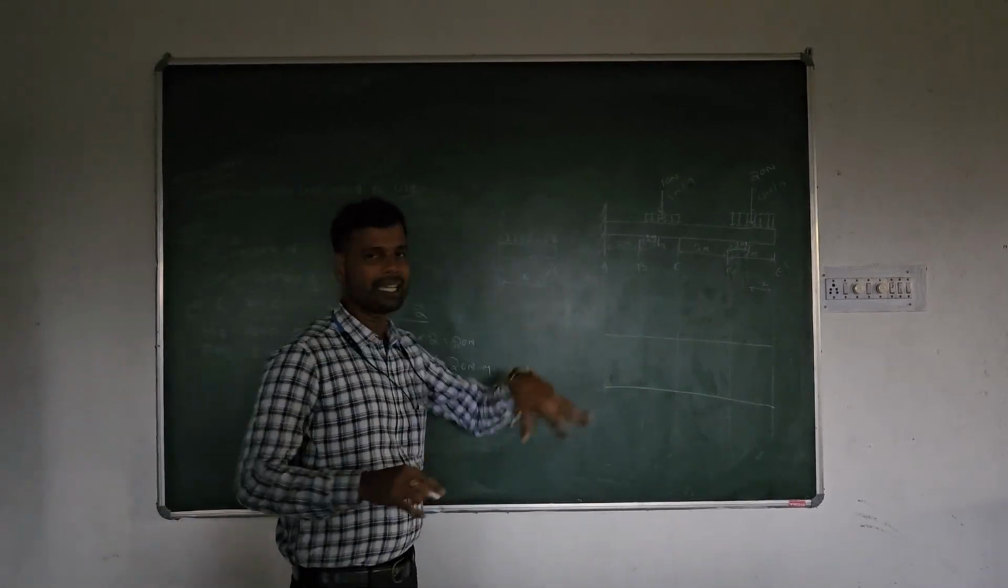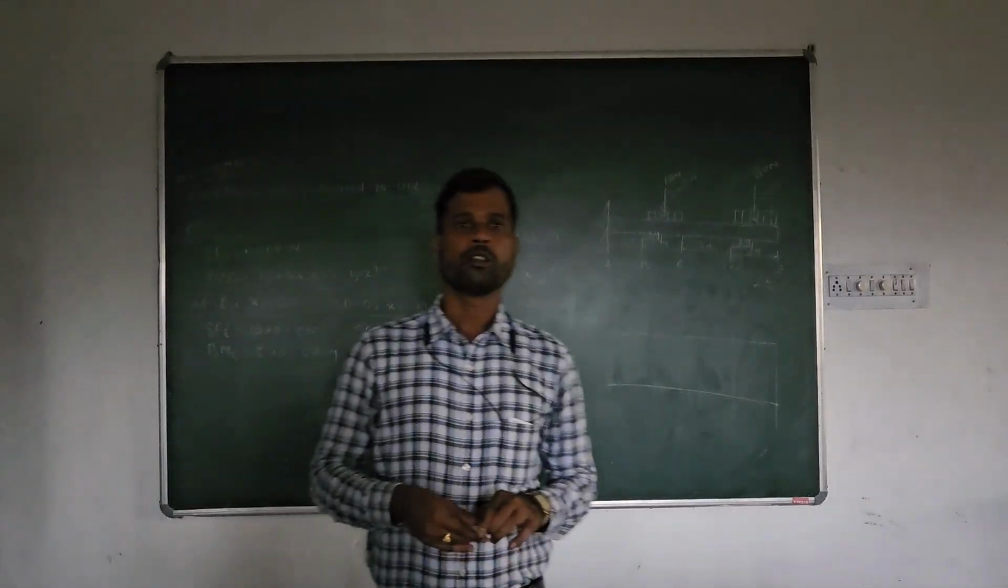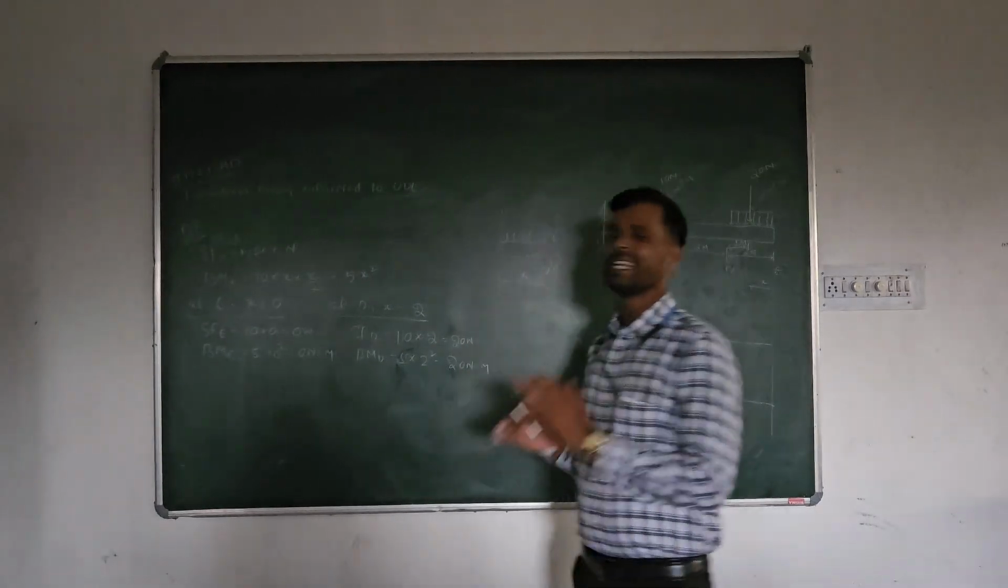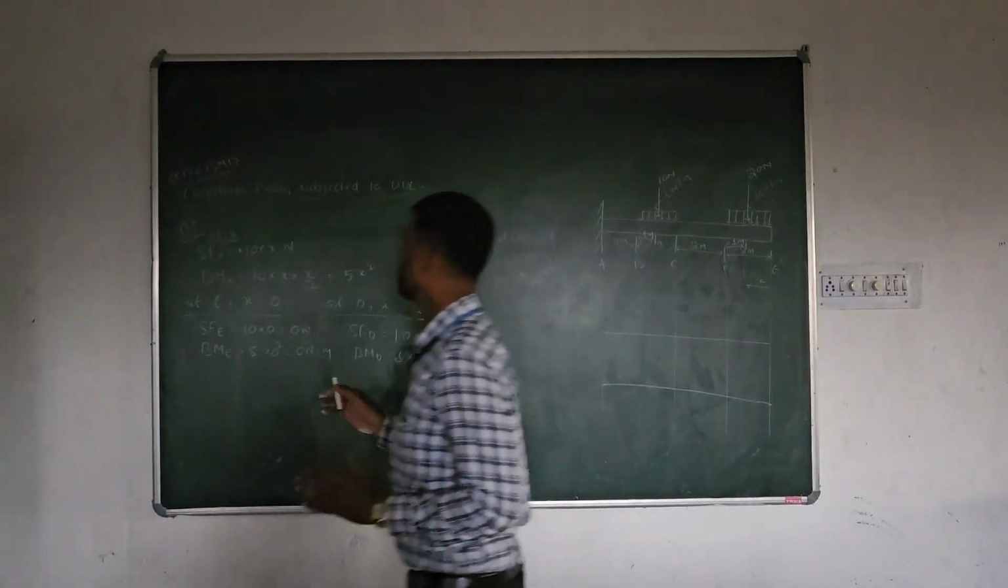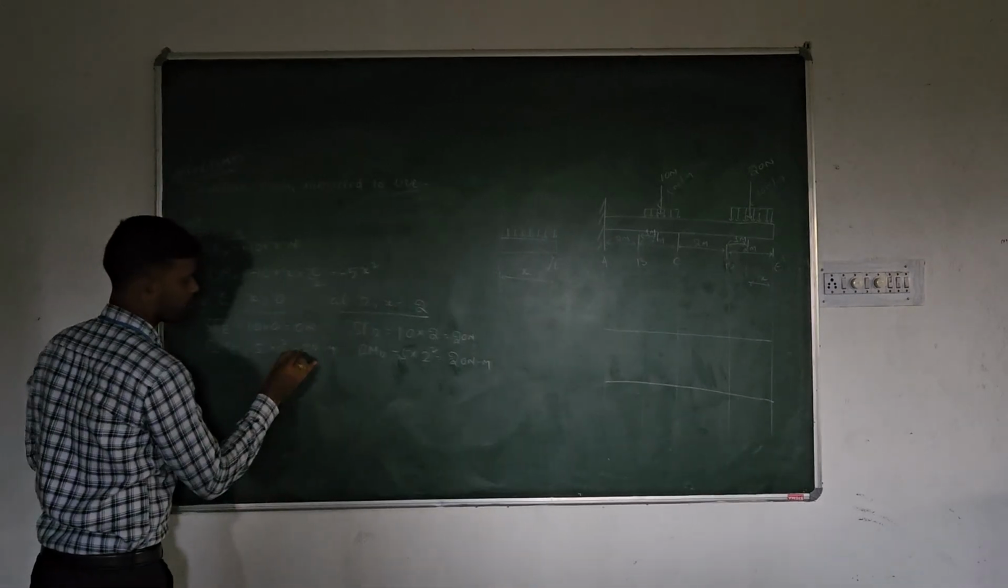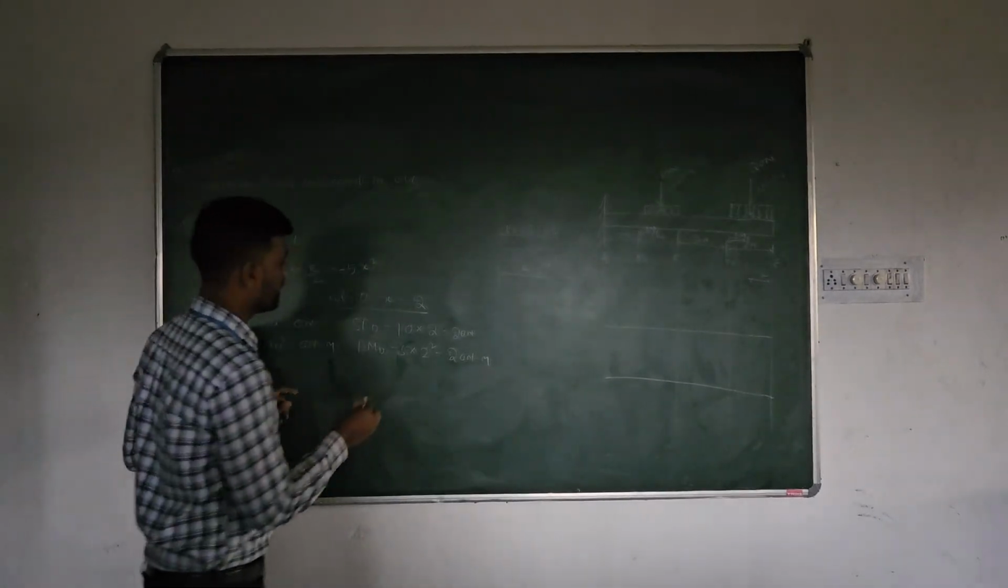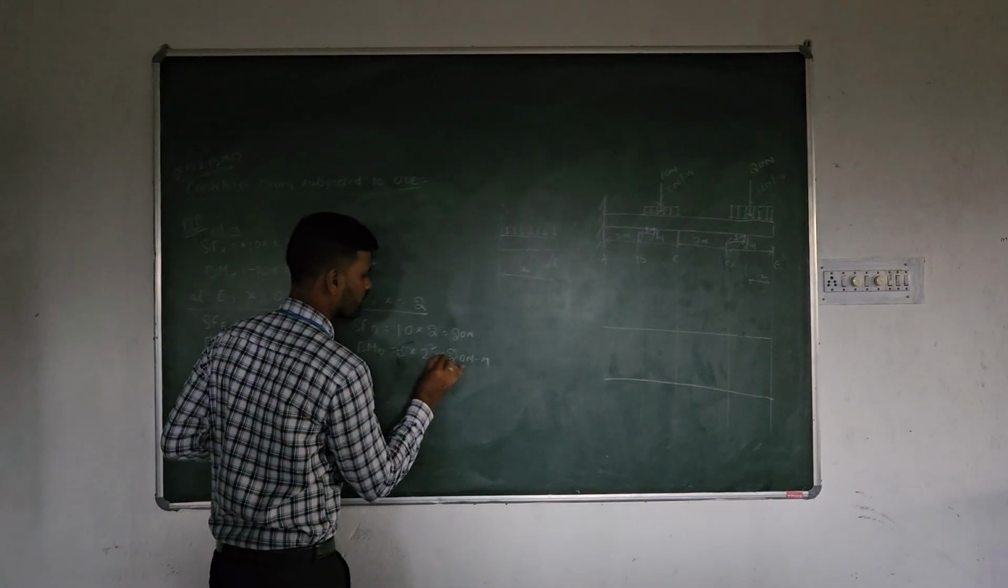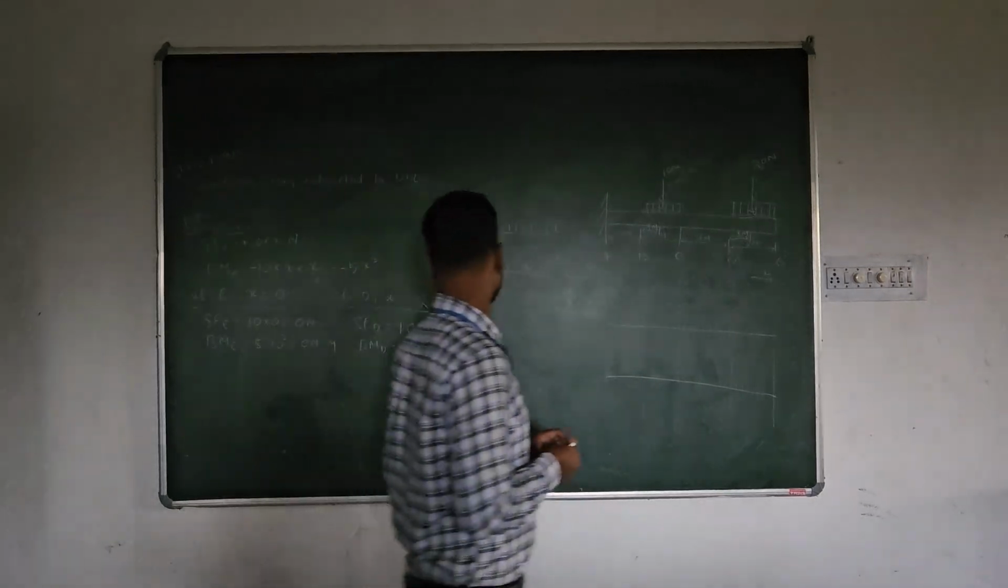A hat-like structure is normally taken as negative for the bending moment. So this one is minus, here is also minus, for 0 there is no minus, and here this is minus. So minus 20 Newton meter.